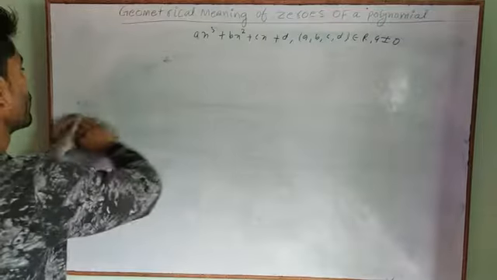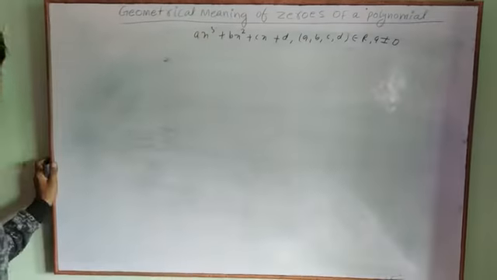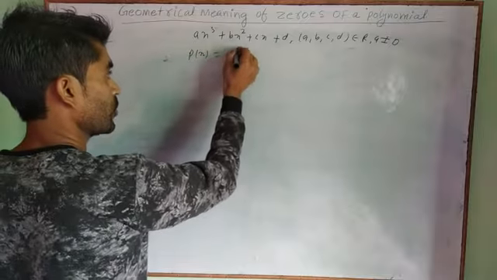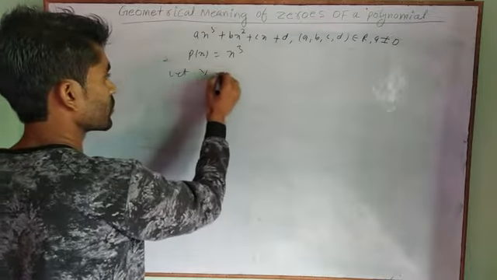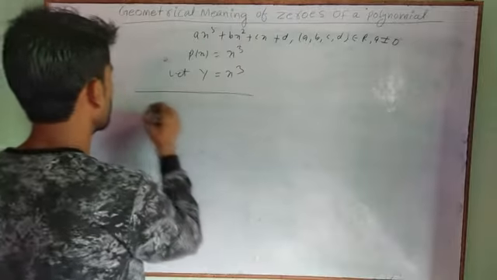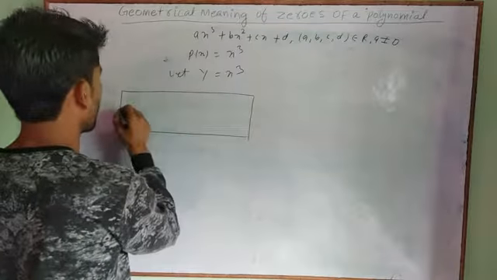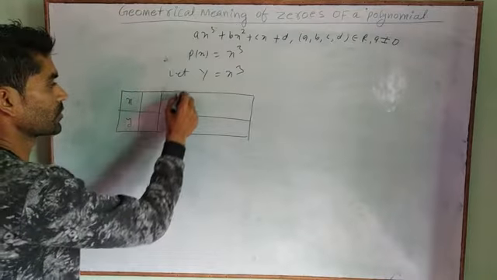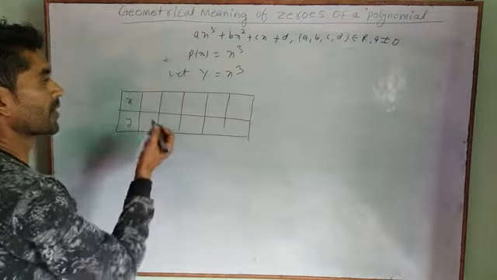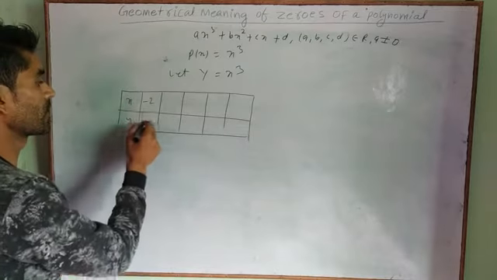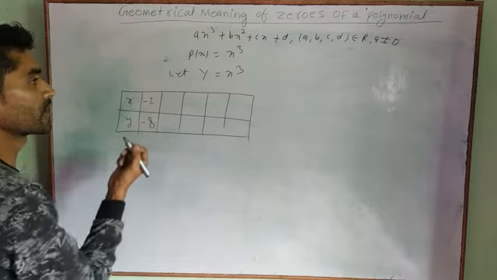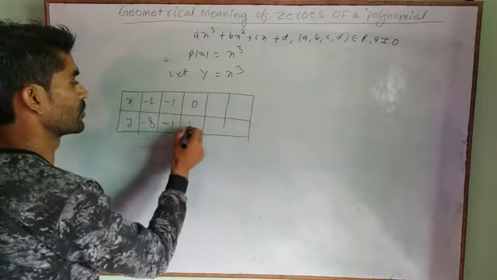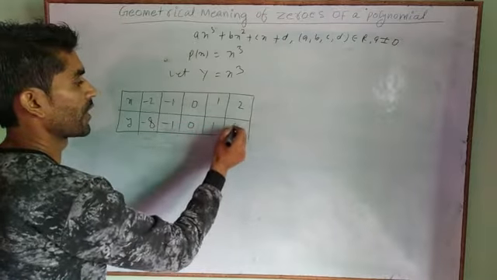Let's have one more example of cubic polynomials. Suppose here I'm taking p(x) equals x cubed. Then let y equals x cubed. Right. So let's have the values for x and y. So here is x, here is y. I'm taking -2. This is -8, right? -1 I'm taking. This is -1. I'm taking x equals 0, 0, 1, 1, 2, 8.